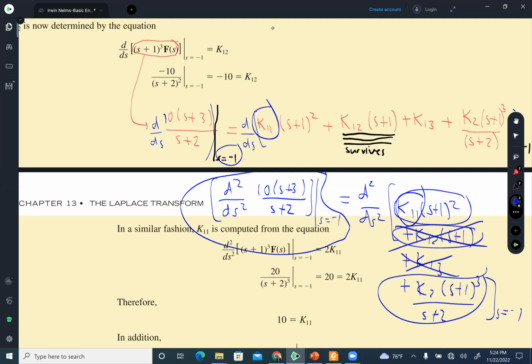And on the left-hand side, it's just some number I can compute. So I have 2K11 equals some number, and I can solve for K11. So that's basically the reason we're taking derivatives. We're reducing the order, right? So that's the trick when you have repeated poles. Okay.